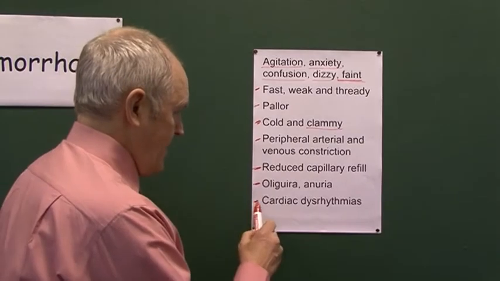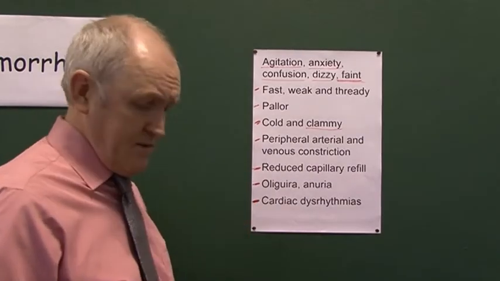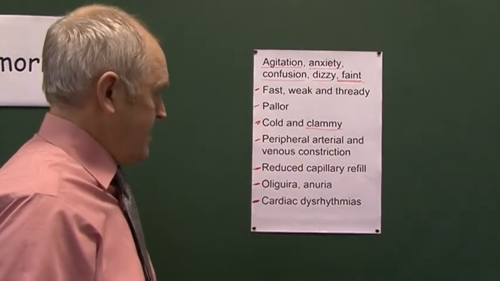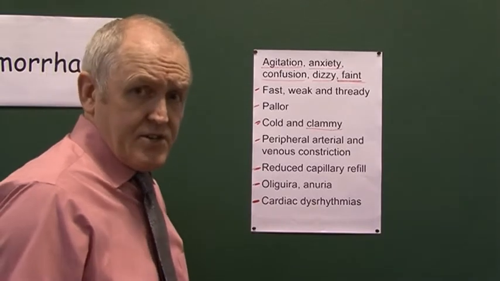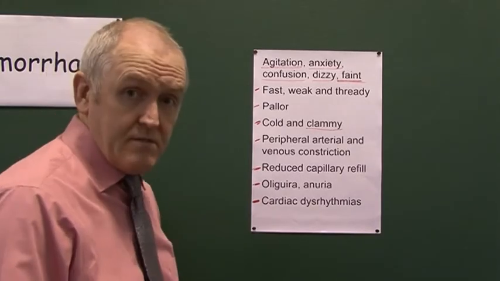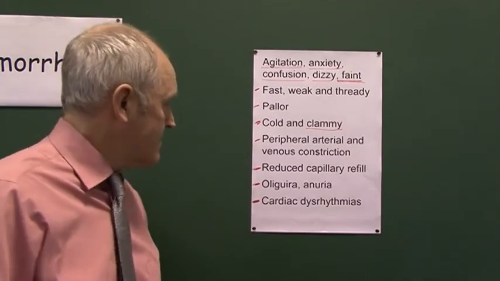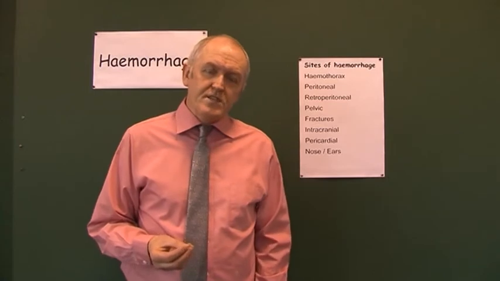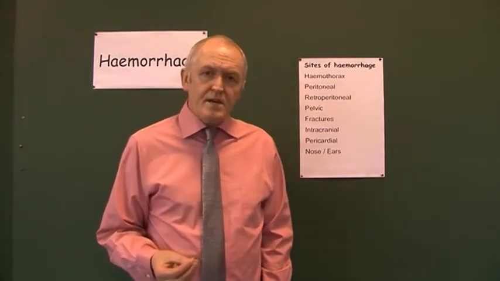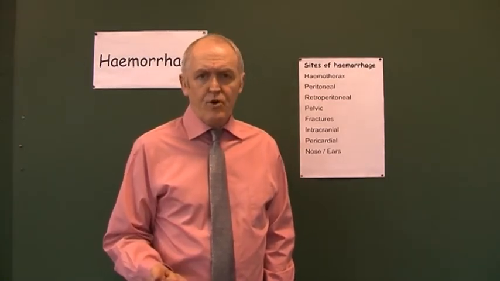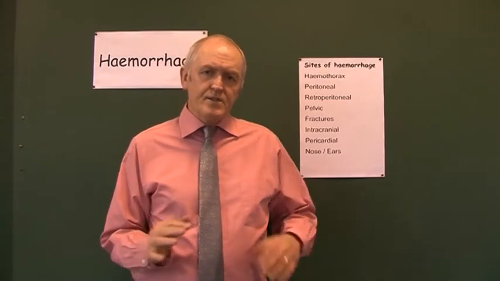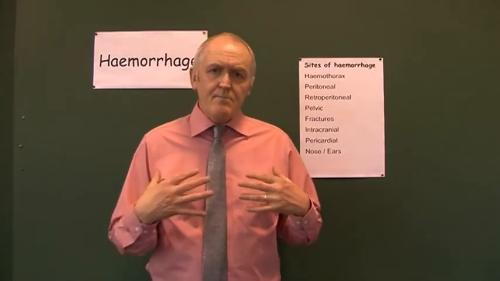Eventually, of course, there can be hypoperfusion of the myocardium itself, causing cardiac dysrhythmias, and eventually ventricular fibrillation. So let's just review the sites of hemorrhage again. Now, we've mentioned the basic principle: onto the floor and 4 more. Let's look at these in slightly more detail.